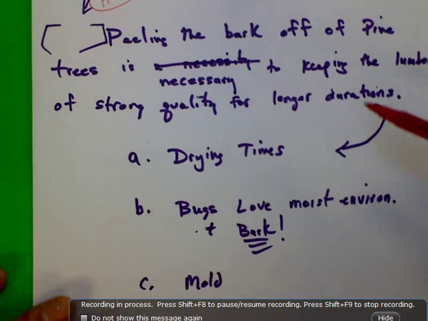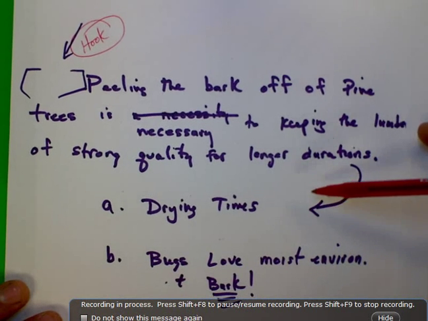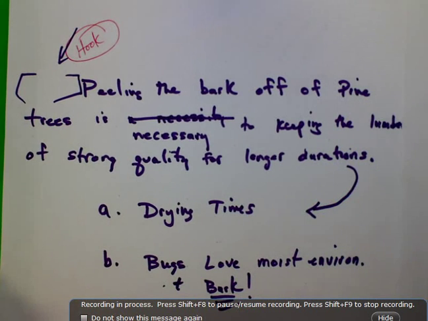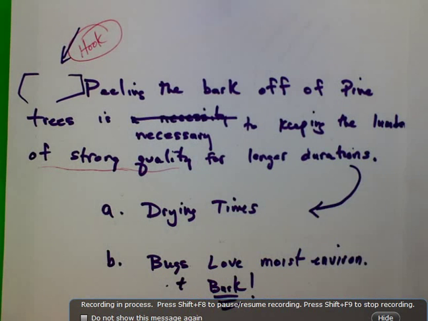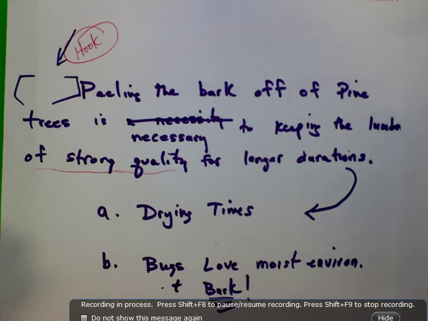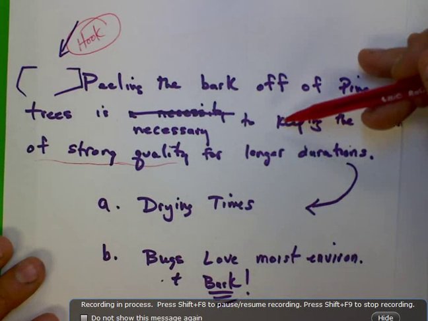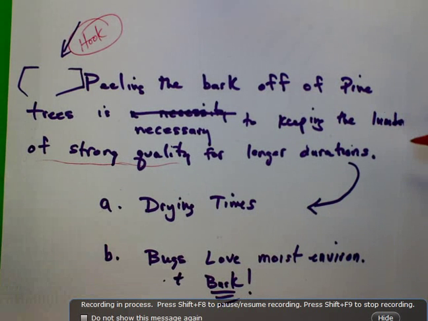So if we read this, it says peeling the bark off of pine trees is necessary to keeping the lumber of strong quality for longer durations. Now, I don't really care for strong quality. That sounds kind of wordy. I would probably shorten this by saying something like, peeling the bark off of pine trees is necessary to keep lumber strong, or to keep a higher quality lumber for longer durations. But that one sentence, it is concise.